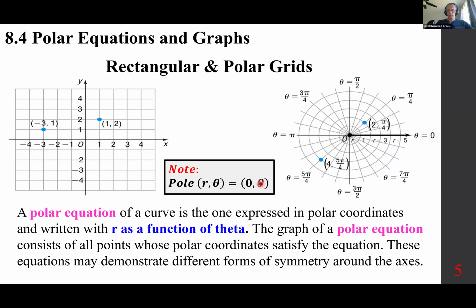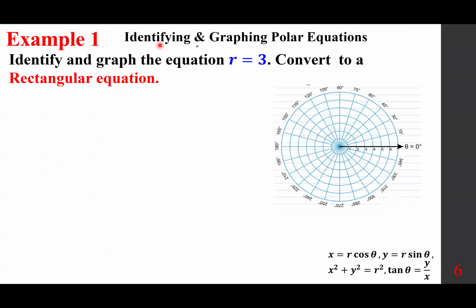Here's an example we're going to start with: identifying and graphing polar equations. We want to identify and graph the equation r equals 3, and we want to convert it to a rectangular equation, reminding everybody x is r cosine theta, y equals r sine theta, x squared plus y squared equals r squared, tan theta equals y over x. That will help us remember what we want to do.